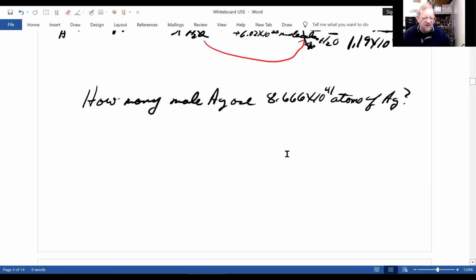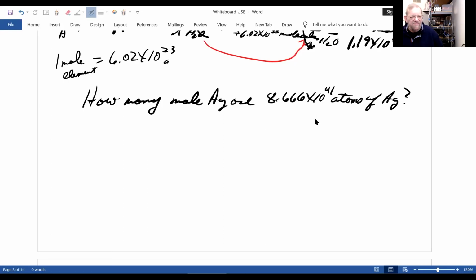All right, your turn. How many moles of silver, Ag, are 8.666 times 10 to the 41st atoms of silver? Remember, 1 mole of an element equals Avogadro's number of atoms. And I'll give this to you. Important information. If you don't have a calculator, just try and set it up.